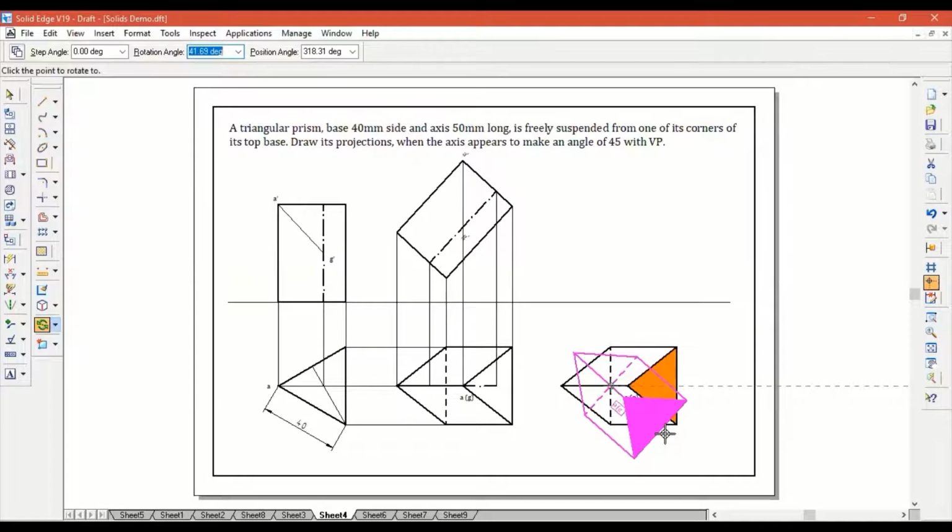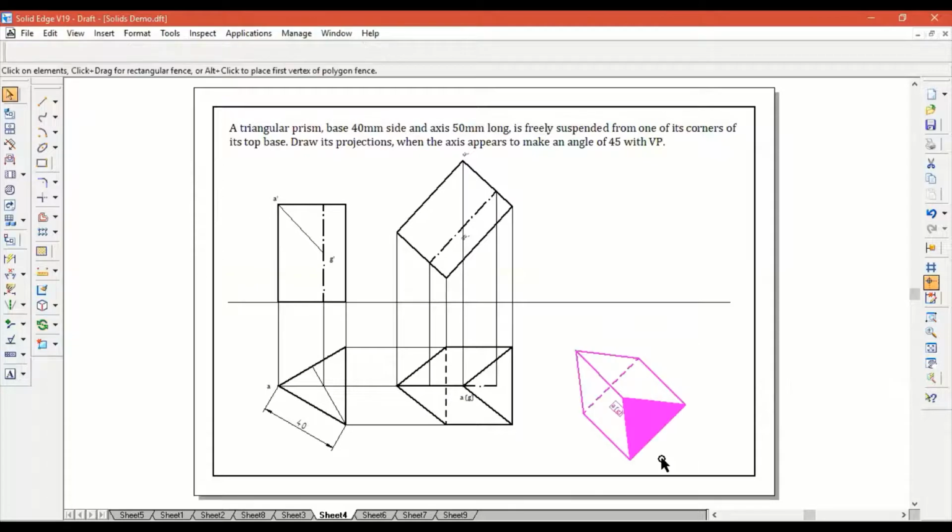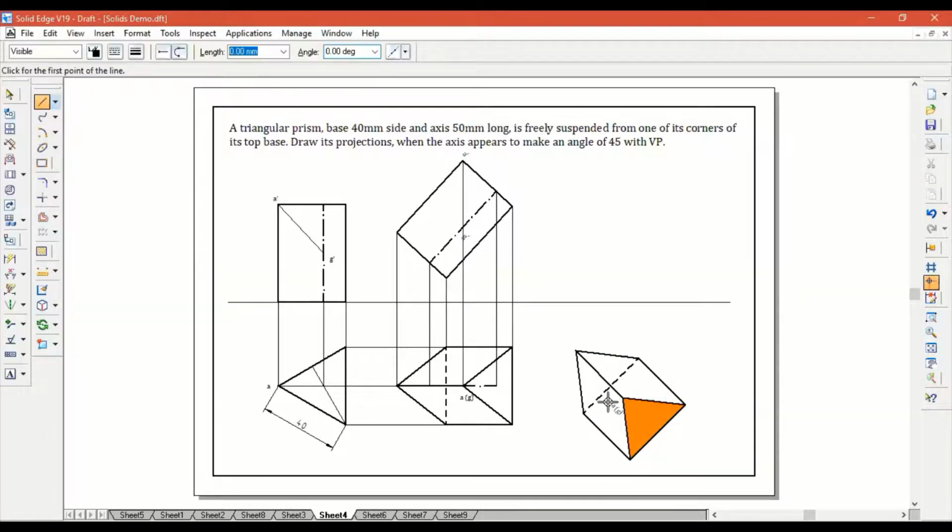So let's say the question says the base edge is away from the observer. That means the top base is closer to the observer. So we rotate it like this at 45 degrees. So the top base is now closer to the observer, and that is where we start our projections from.